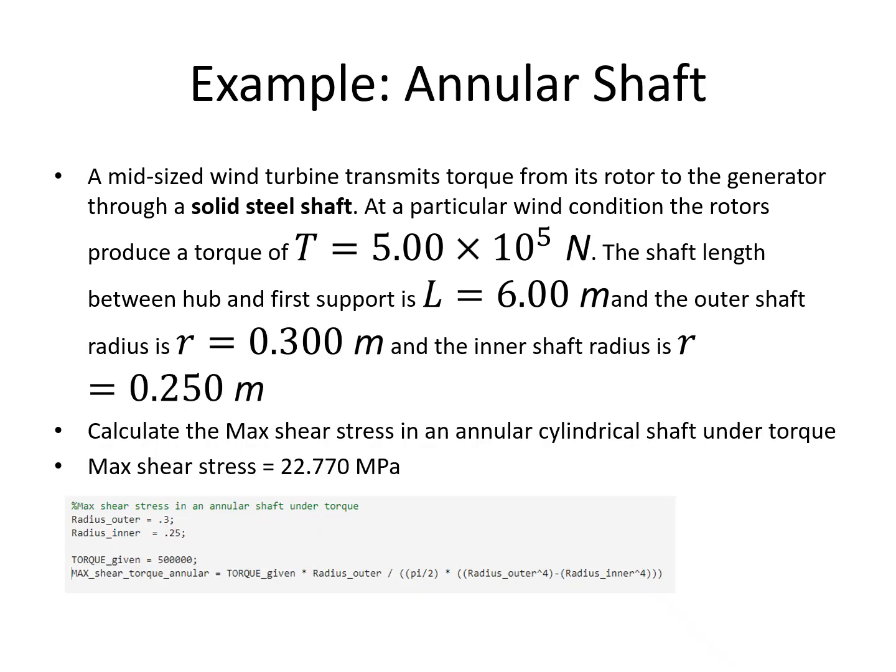We do the exact same problem, but we give the shaft a hollow core with an inner radius of 0.25 meters, and we do the exact same calculations with the new adjusted moment of inertia from previously in the slides. We can see that we reach 22.77 megapascals, which is almost twice as much shear stress, with the majority of the shaft being hollow.